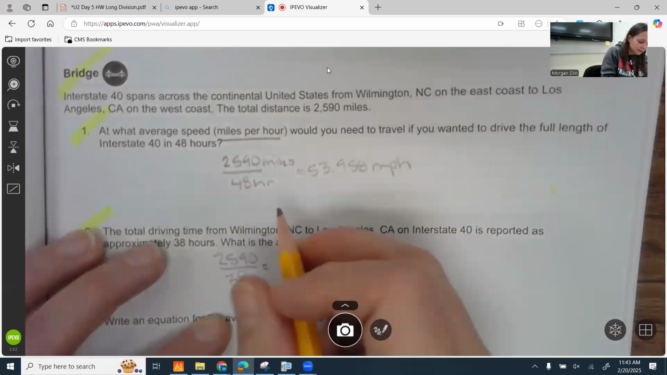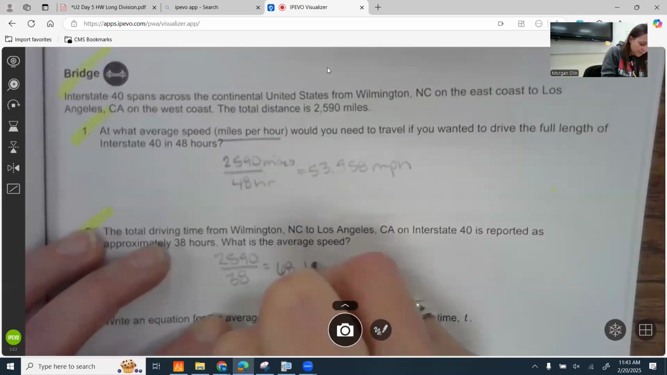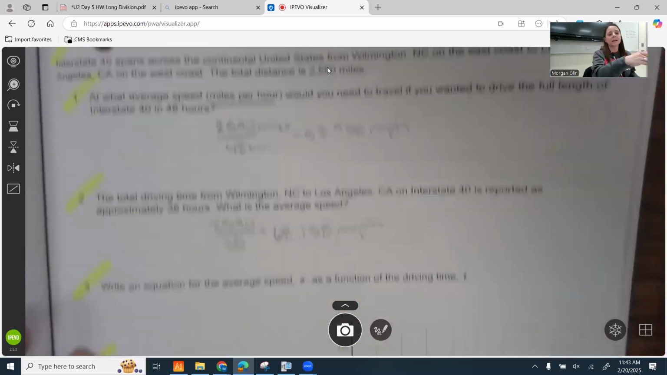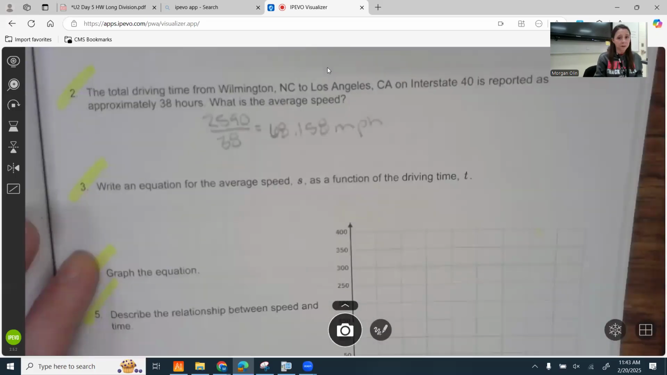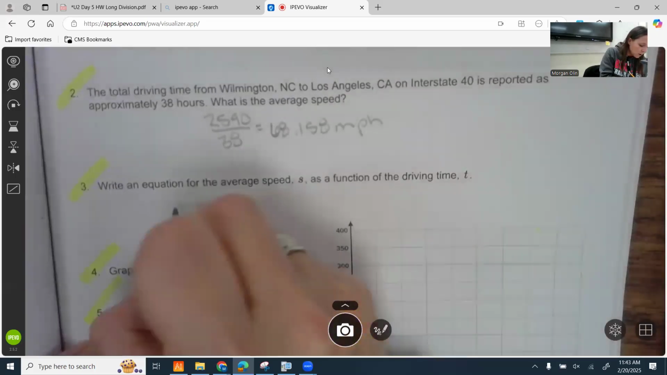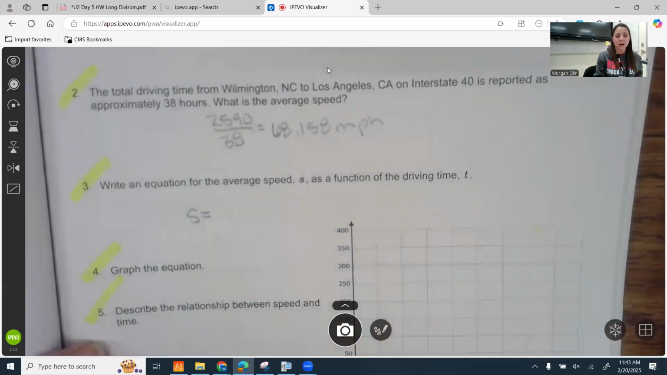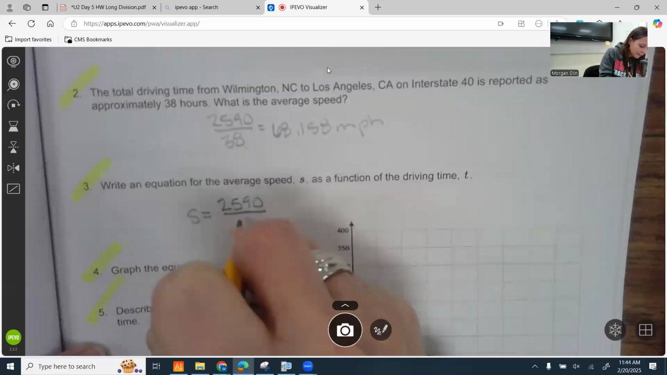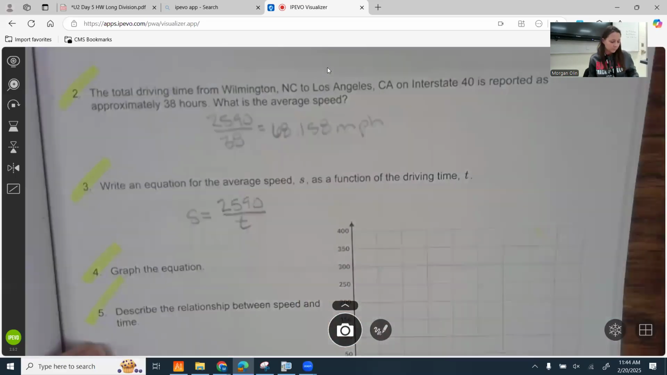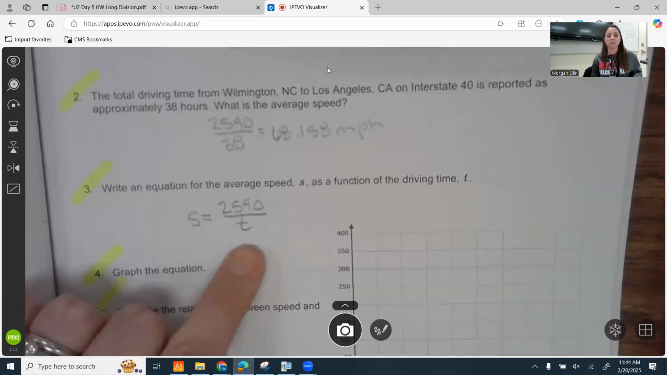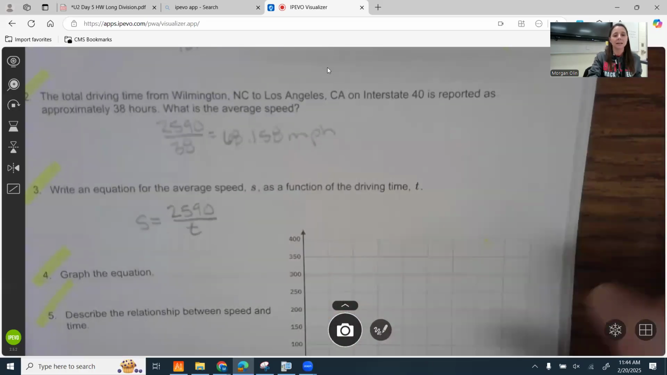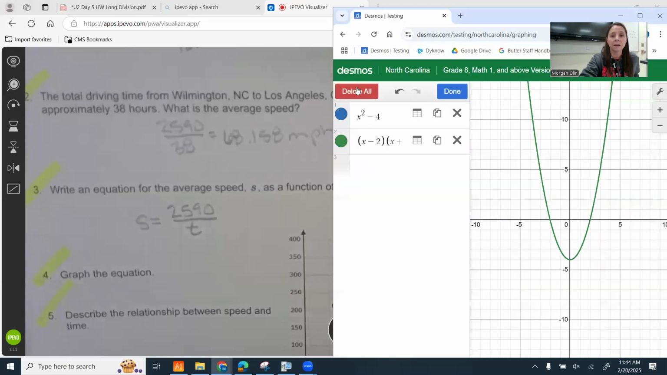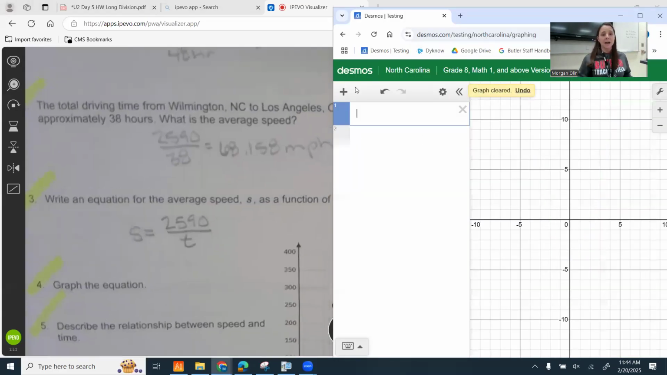So 68.158 miles per hour. Now let's write an equation for the average speed as a function of the driving time. If you notice, each time we took our distance, which is this right here, and divided it by the time, t. We wrote the speed as a function of time. So let's go graph this equation right here and relate speed and time together.